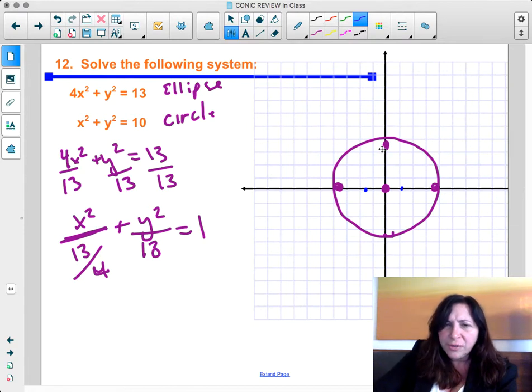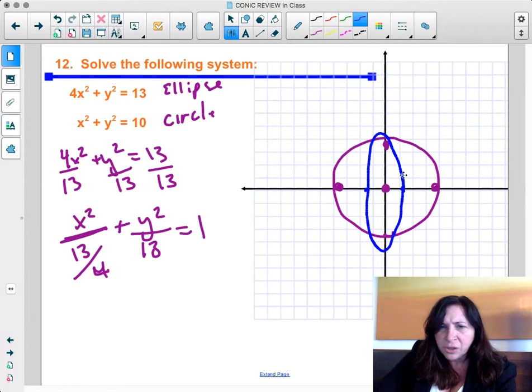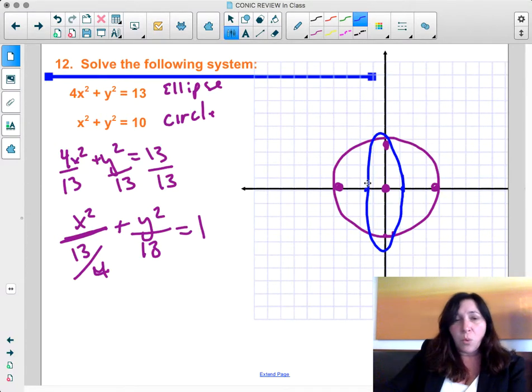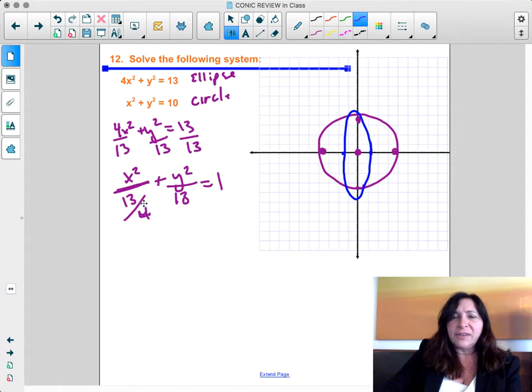So not sure what this graph looks like. Does it go like this? I'm not sure if it goes through there or not. The way to find out is that I have to solve it algebraically.